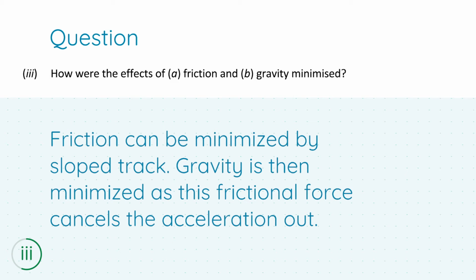This question is worth a total of 6 marks. You got 3 marks for saying that friction can be minimized by using our sloped track, and you got another 3 marks for saying that the gravitational force can be minimized by using the frictional force to cancel out the acceleration. This gives us our total of 6 marks for this question. It must be noted that another way that you could minimize friction is by using something called an air cushion. This can be done on horizontal tracks by using a different method known as light gates. But for the purposes of this experiment, we're going to be talking about the ticker tape timer method.